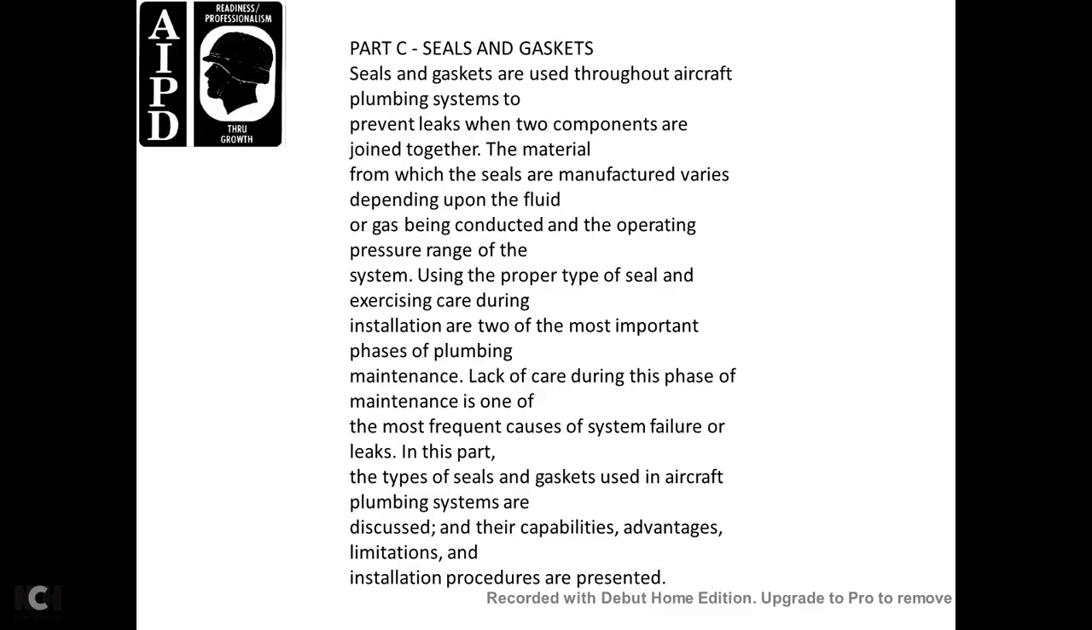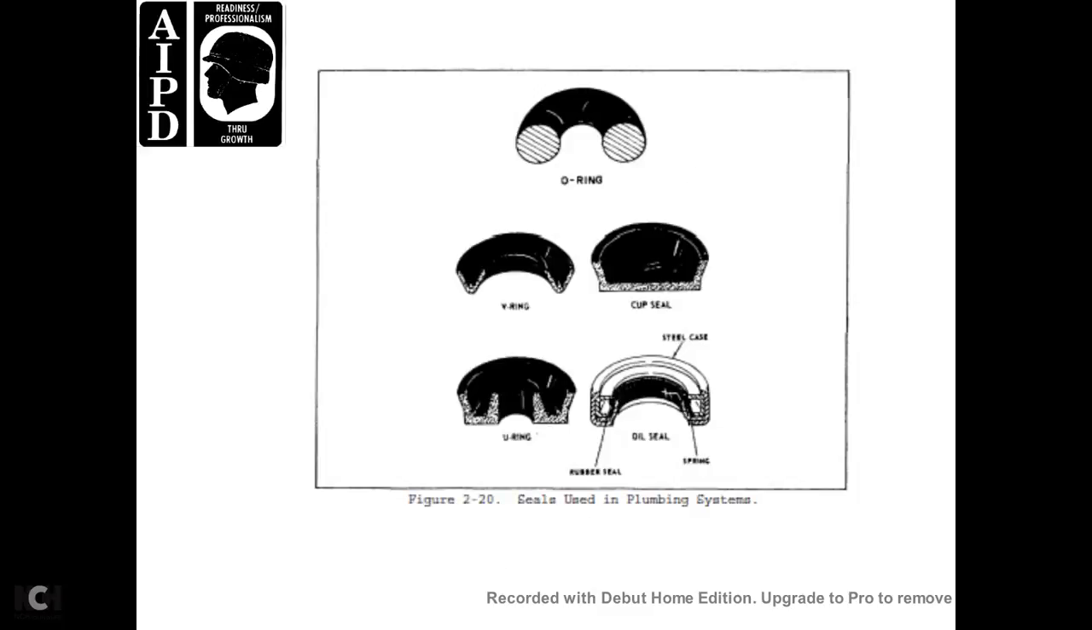Using the proper type of seal and exercising care during installation are two of the most important phases of plumbing. The lack of care during this phase is one of the most frequent causes of system failure from leaks. This part discusses the types of seals and gaskets used in the aircraft plumbing system, their capabilities, advantages, and limitations. Installation procedures are presented.